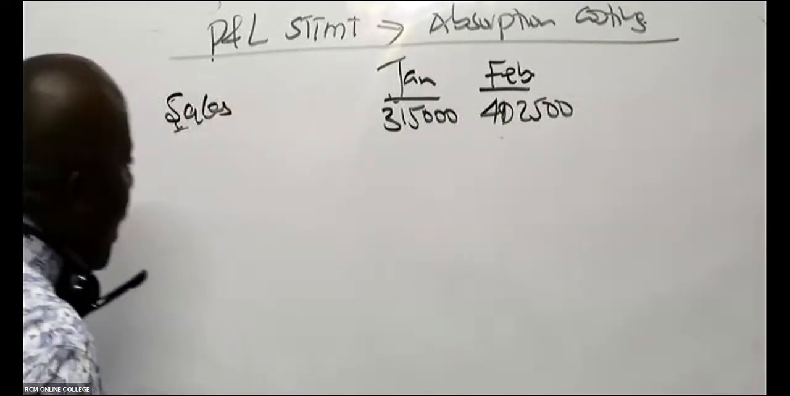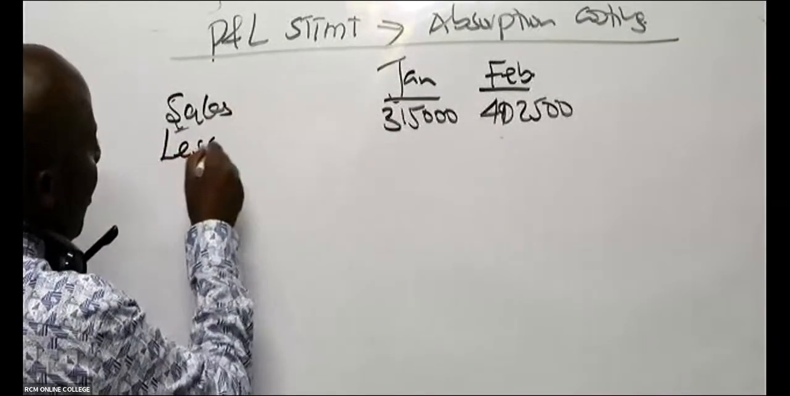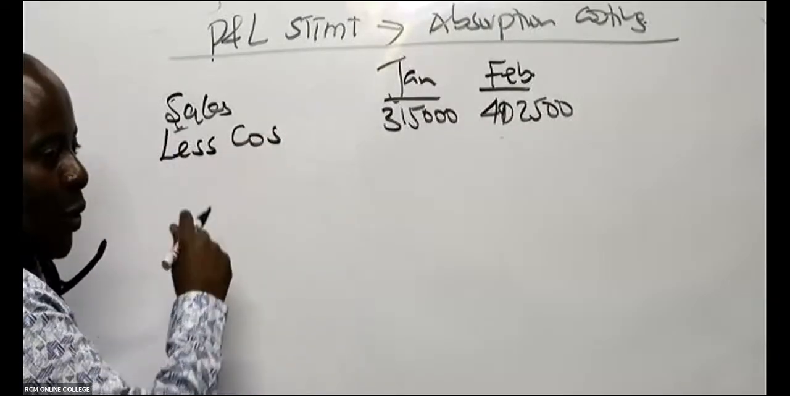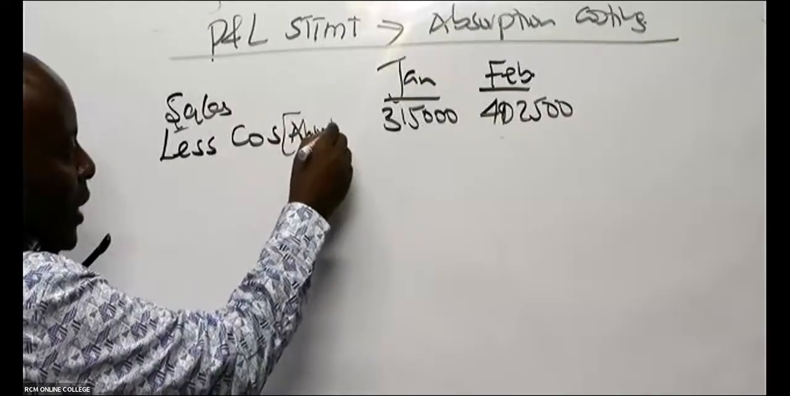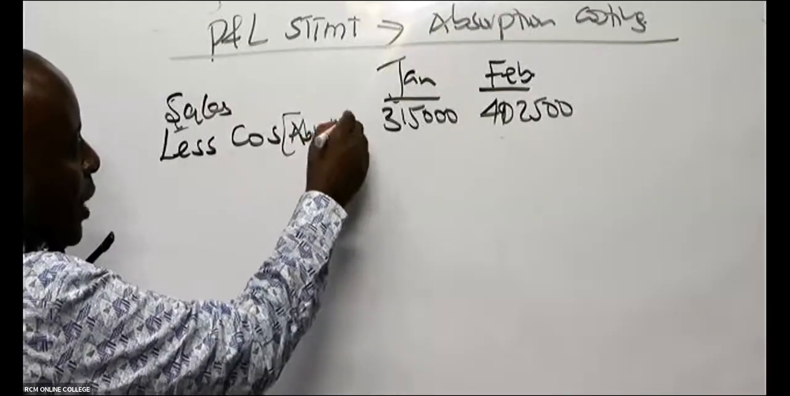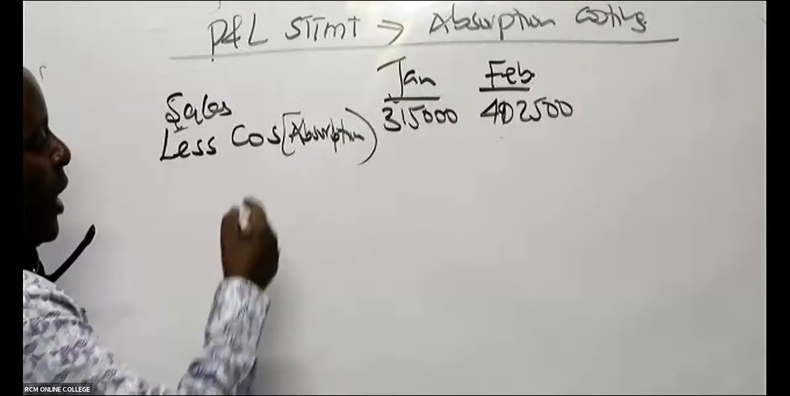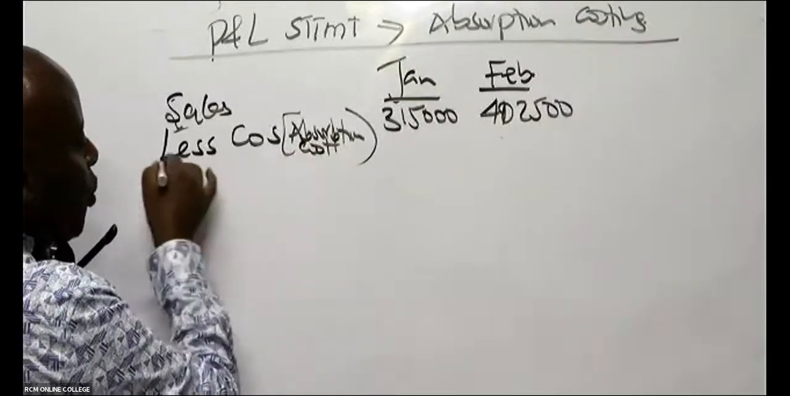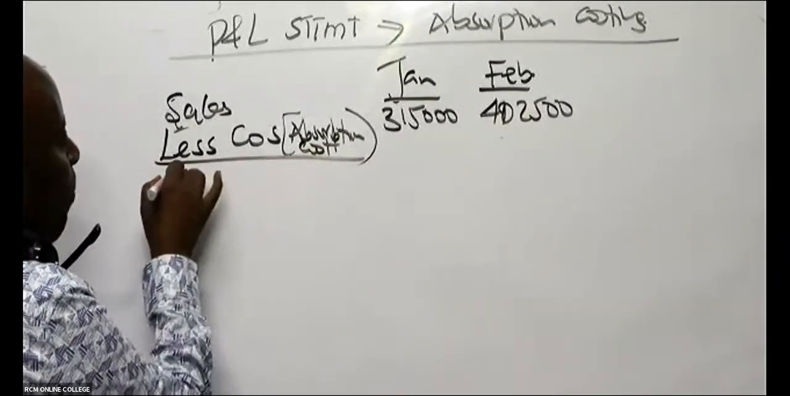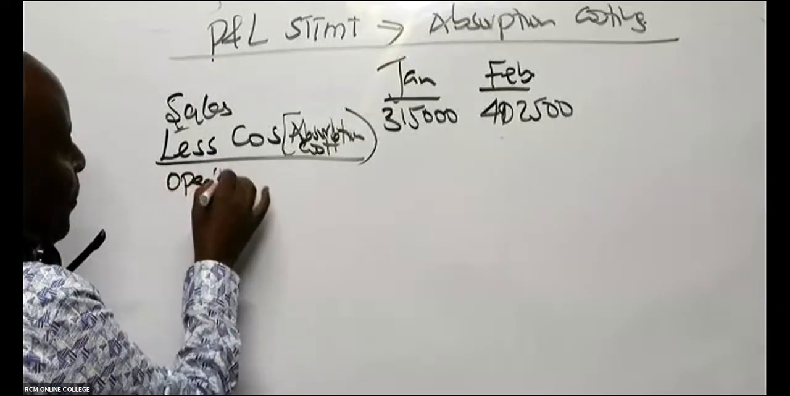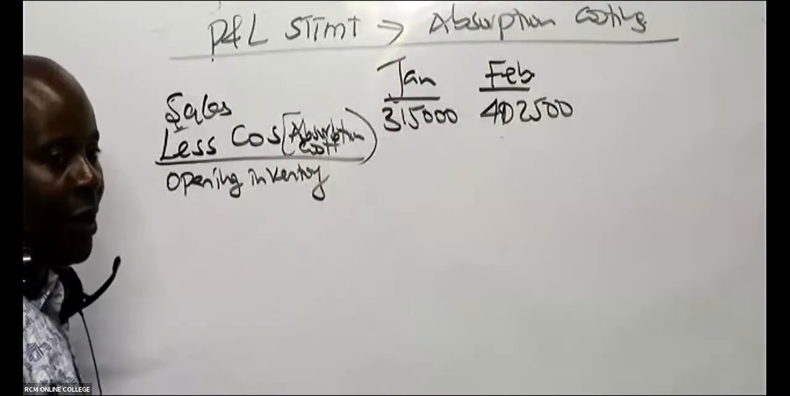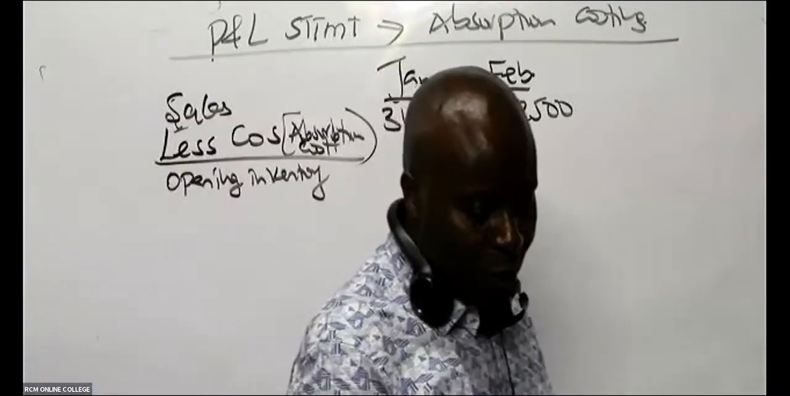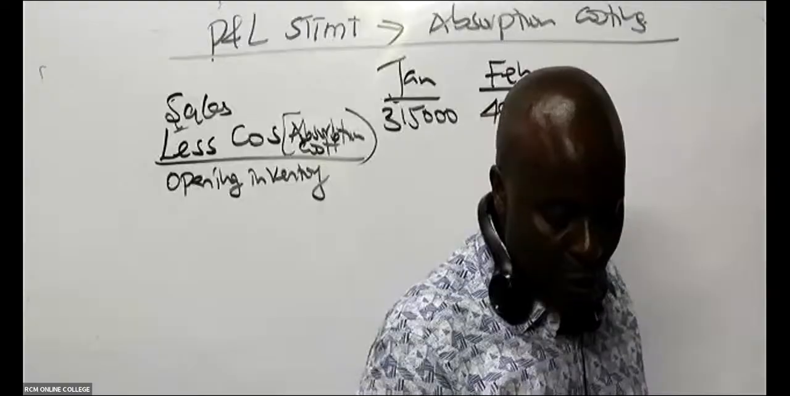So in this case here, we less cost of, say, now I don't use the word marginal. I can come inside here and say, these are the ones absorbed. Absorption costing, isn't it? So we start, ladies and gentlemen, with the opening inventory.